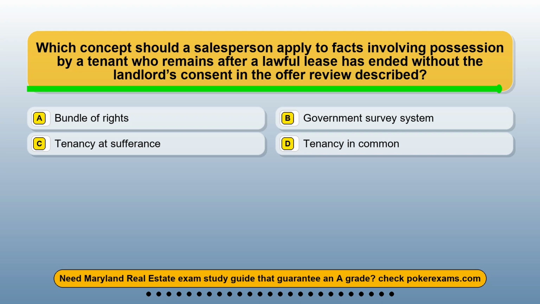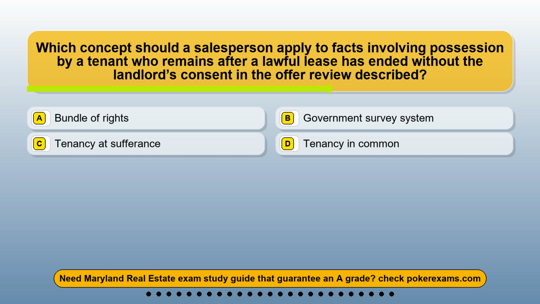Question 4. Which concept should a salesperson apply to facts involving possession by a tenant who remains after a lawful lease has ended without the landlord's consent in the offer review described? Option A, bundle of rights. Option B, government survey system. Option C, tenancy at sufferance. Option D, tenancy in common.